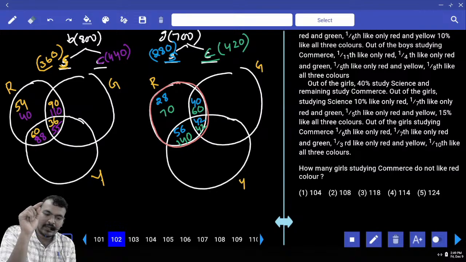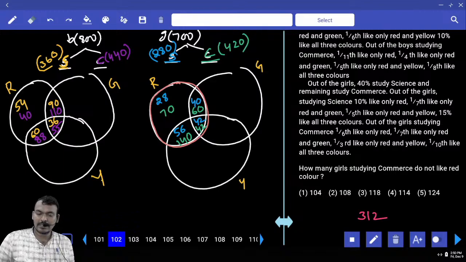First 70 plus 60, 130. Green color values. All the green color values are added. 70 plus 60, 130. 130 plus 140, 270. 270 plus 42, 312. That 312 are red color value. But we required which one? Other than the red color. Means 420 minus 312. What is the answer? 108.